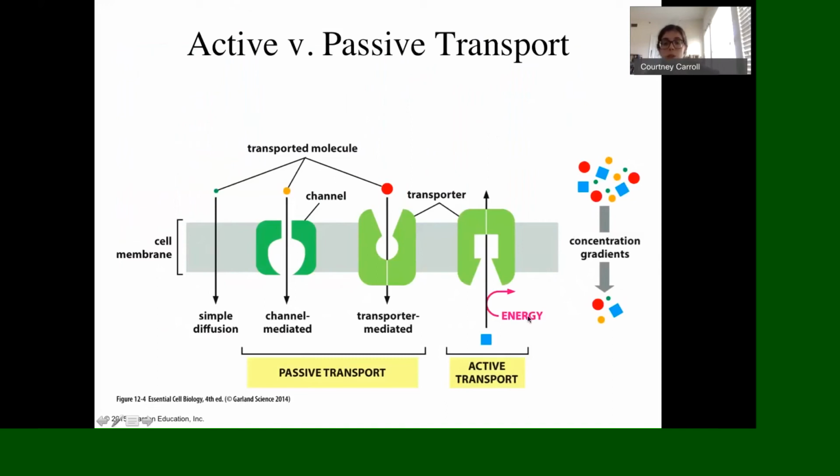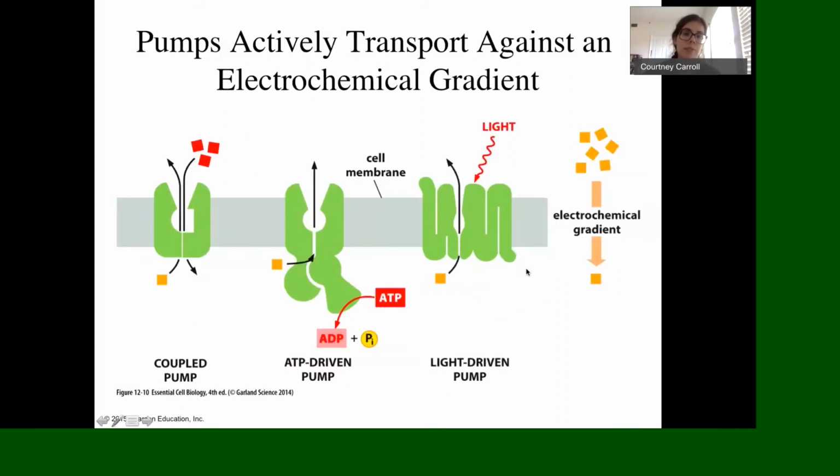However, if we wanted to move something against its concentration gradient, we want to take something from a low concentration and put it into a high concentration, we want to shove another person into that crowded room, that is active transport because it takes energy. And to do that, uses something called a pump. And most of the time, it's an ATP-driven pump. So most of the time, we're going to use ATP as our energy to push something against its concentration gradient, to pump it. But plants use light, and we can also use a coupled pump where one molecule moves down its concentration gradient while another molecule moves up.